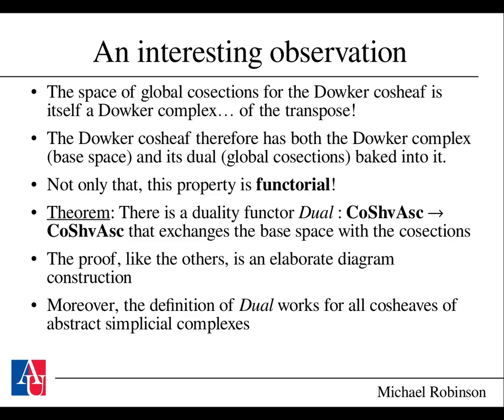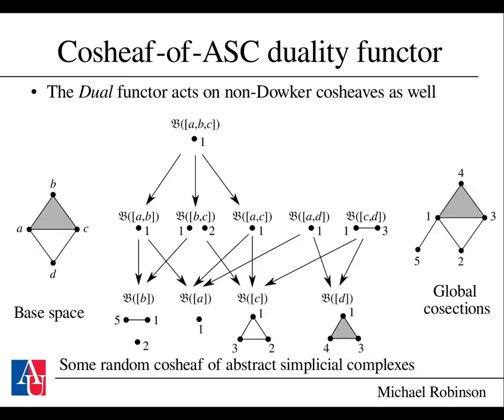And it has the special property that when you're working with Dowker complexes, which, as I mentioned, are not every labeled abstract simplicial complex is a Dowker complex, and not every cosheaf is a Dowker cosheaf. When you focus on them, this is an endofunctor on that subcategory as well. So that's all very special. How does this work?